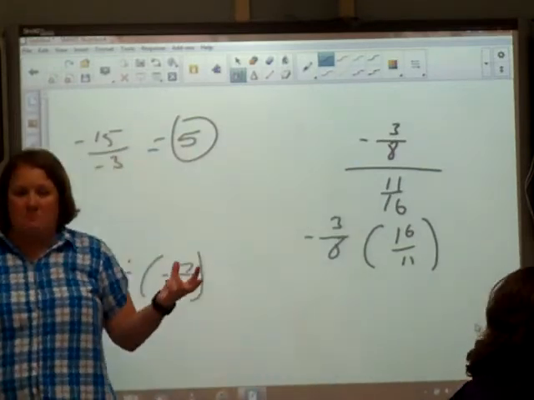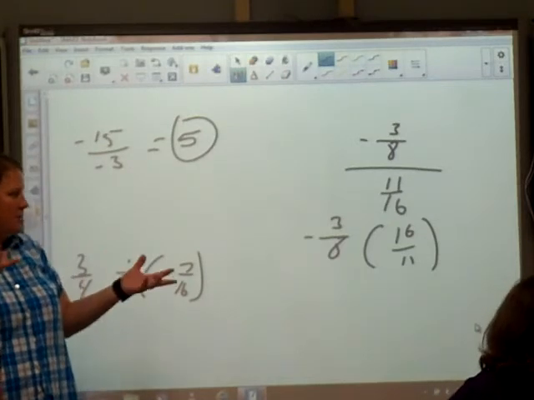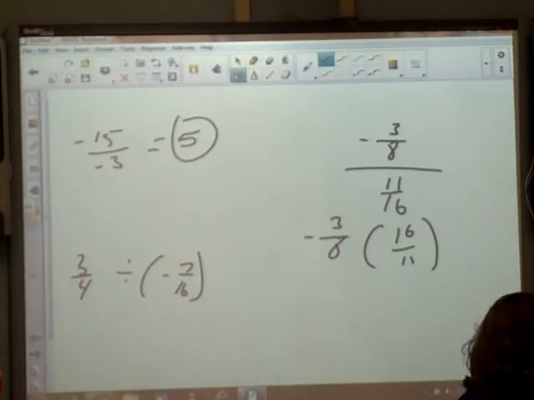So the technical mathematical term is multiply by the reciprocal. And then y'all threw that change flip in there that you remember. Okay, so will my answer be positive or negative? Negative. So I'm going to put my negative there.